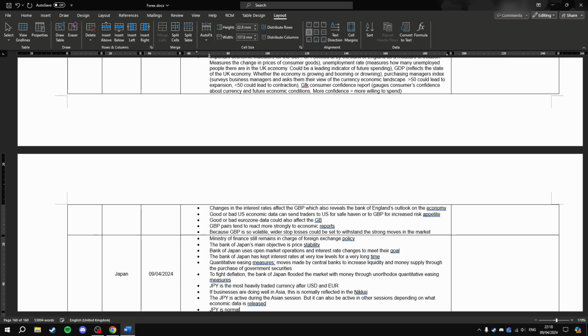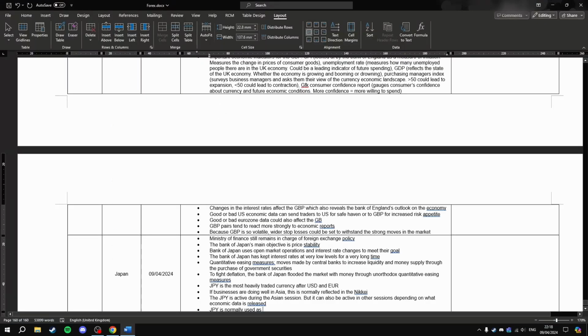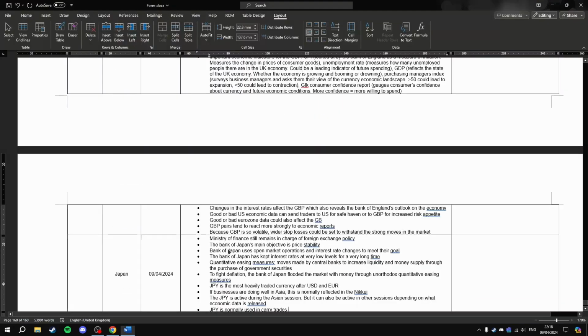JPY is normally used in carry trades as a funding source due to the low interest rates.